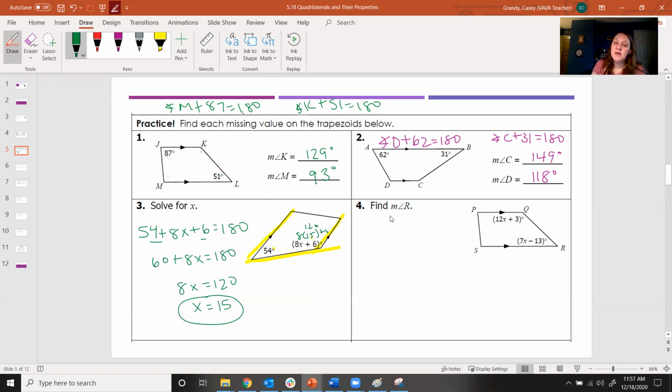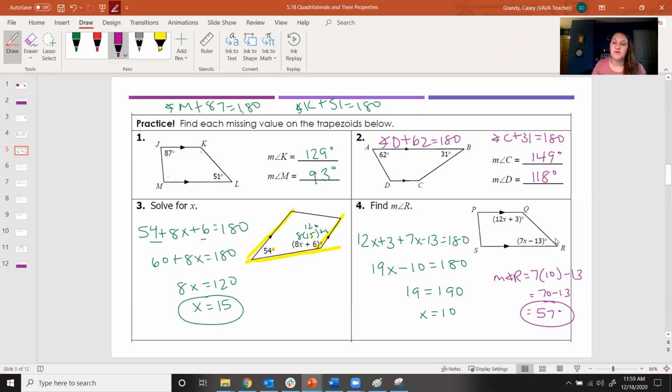Okay. In number 4, we're going to find the measure of angle R. So first we're going to find x, and then once we know what x is, we'll be able to plug that in to find the actual measure of angle R. So try that now. Look at angle Q and angle R, set up an equation that relates those expressions, and solve for x. Try that now.